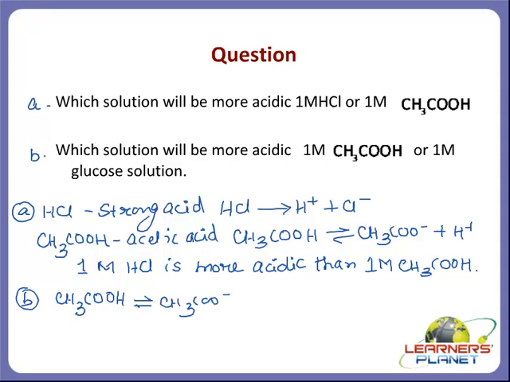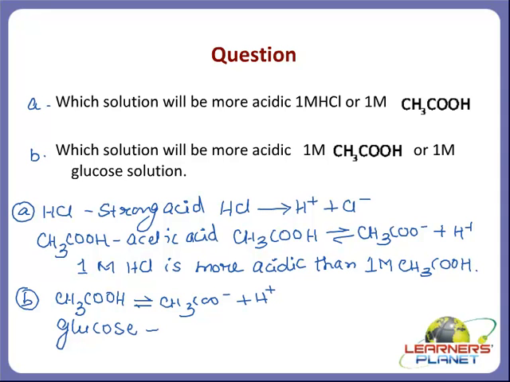CH3COO minus plus H plus, and it is a reversible reaction, that is, H ion concentration is less. Now take up another compound which is given here. What is it? Glucose solution. Right? So I'll write here glucose.